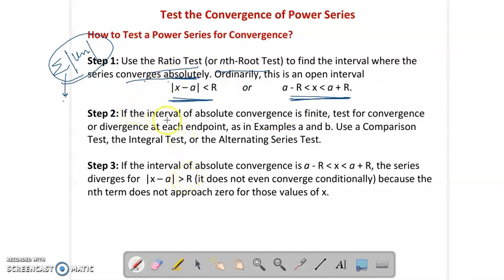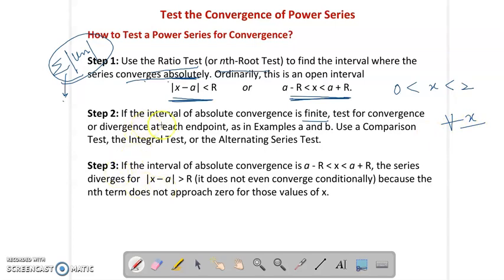Now if the interval of absolute convergence is finite, right? So suppose say x is lying between say from 0 to 2, so this is a finite interval. Suppose when you apply the ratio test and you said that this converges for all values of x, so basically this is infinite, right? That's how we are going to define finite.